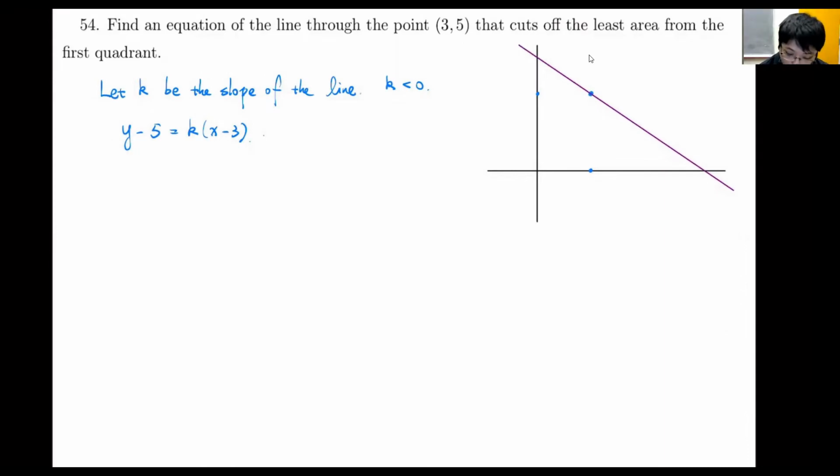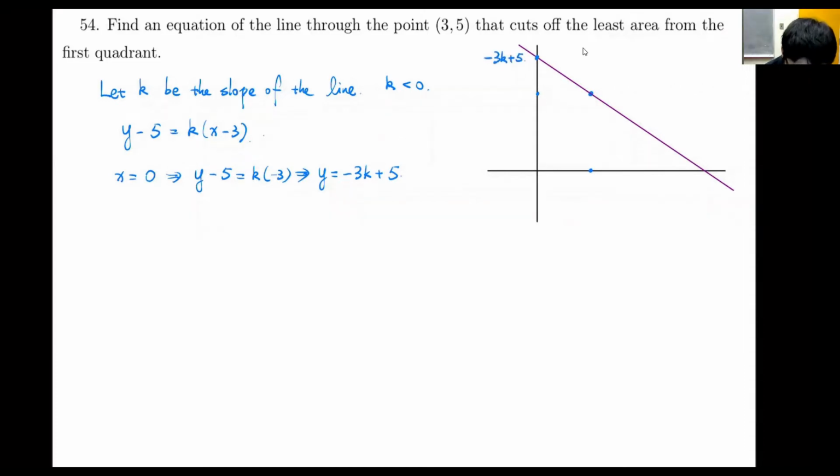To get the area of this part, we need to understand the x-intercept and the y-intercept. Setting x equals 0 implies that y minus 5 equals k times minus 3, so y equals minus 3k plus 5. This is the coordinate of this point: the y-intercept is minus 3k plus 5.